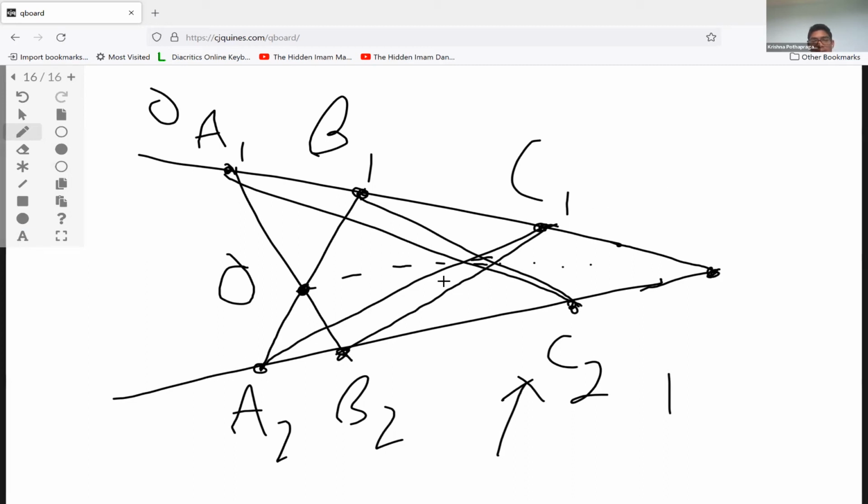A1C2 has degree 1, A2C1 has degree 0. So this intersection has degree 1. Similarly, this other intersection has degree 1.